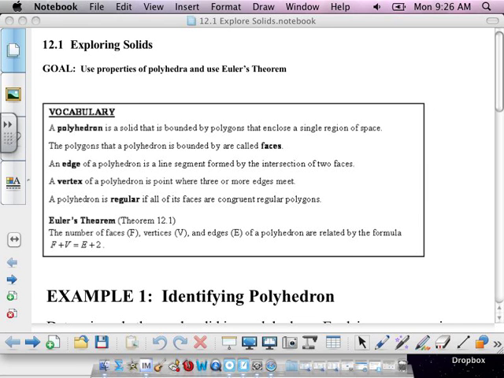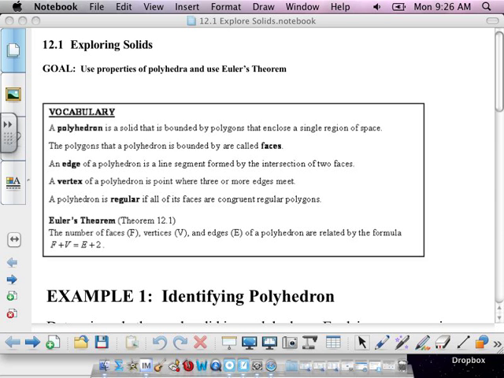The polygons that a polyhedron is bounded by are called faces. An edge of a polyhedron is a line segment formed by the intersection of two faces. A vertex of a polyhedron is a point where three or more edges meet. A polyhedron is regular if all its faces are congruent regular polygons. And somebody brought up that a regular polyhedron is like a cube because all the faces are the same. Euler's theorem is that faces plus vertices equals edges plus 2. So if you know 2 out of 3, you can figure out the other.